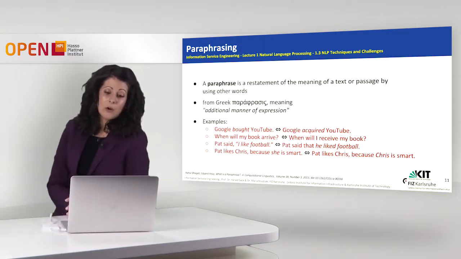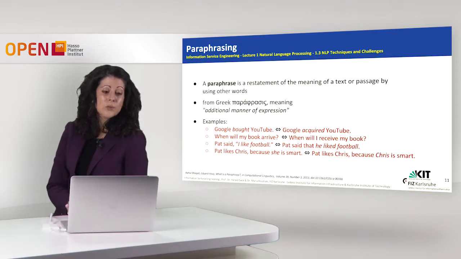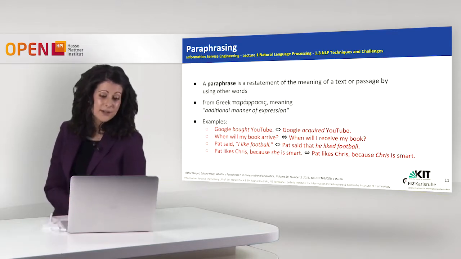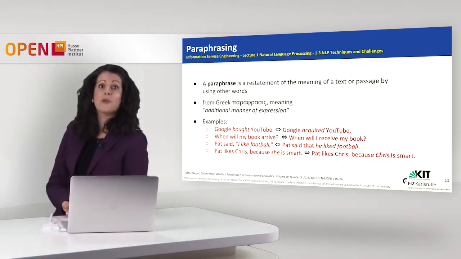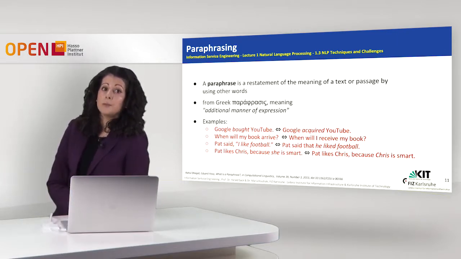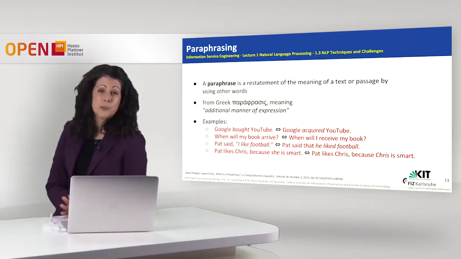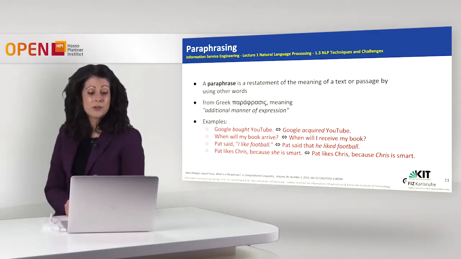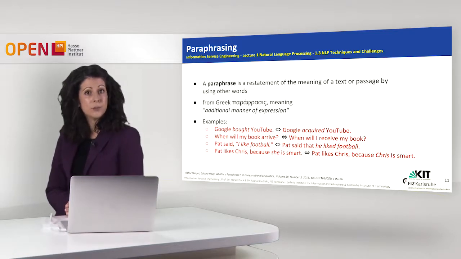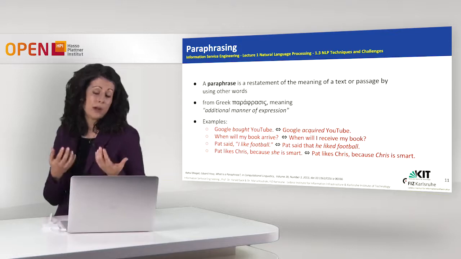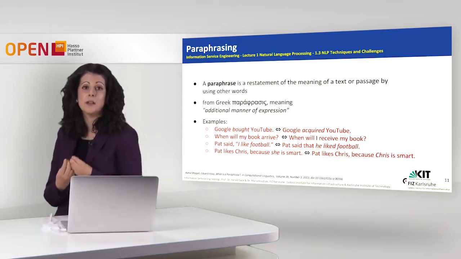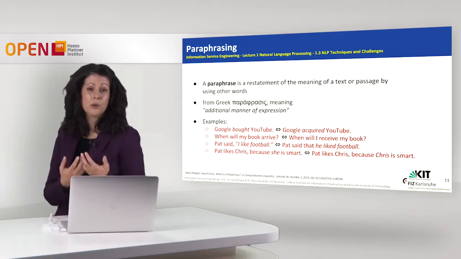Moving towards the challenges that we face when we want to cope with text in some natural language, we start with paraphrasing. So let's see what a paraphrase actually is. A paraphrase is a restatement of the meaning of a text or a passage by using other words. It comes from the Greek word paraphrasis, which means an additional manner of expression for the same thing. Let's see some examples. The first example says that Google bought YouTube. The paraphrase of this sentence is Google acquired YouTube. So there are two sentences with almost or exactly the same meaning, but expressed in a slightly different way, using different words. One is the paraphrase of the other.